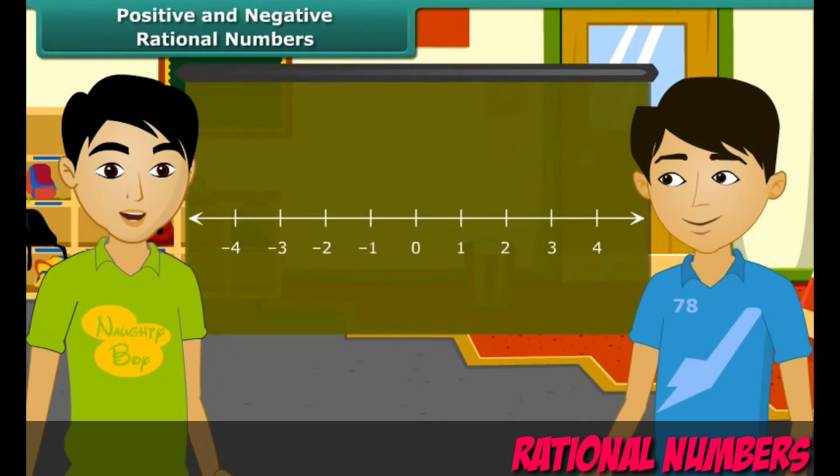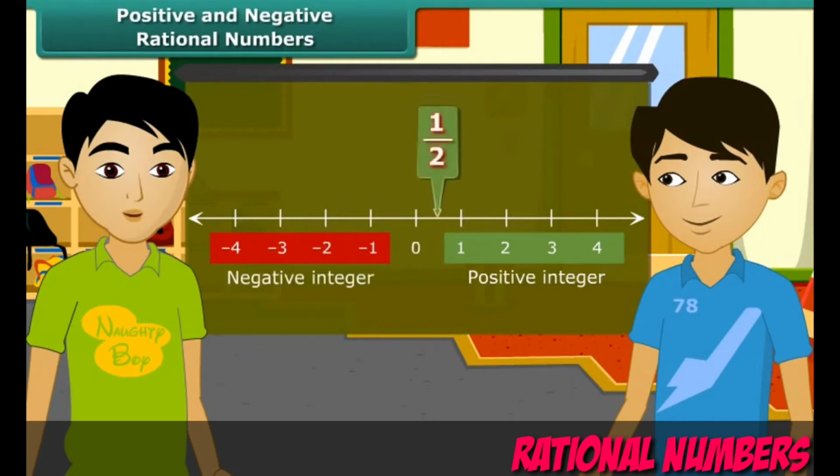How do we represent a rational number on a number line? Look at this number line. Points on right side of 0 are called positive integers, and points on the left side of 0 are called negative integers. Let's mark 1/2 on this line. 1/2 will lie in between 1 and 0. And -1/2 will lie in between 0 and -1.